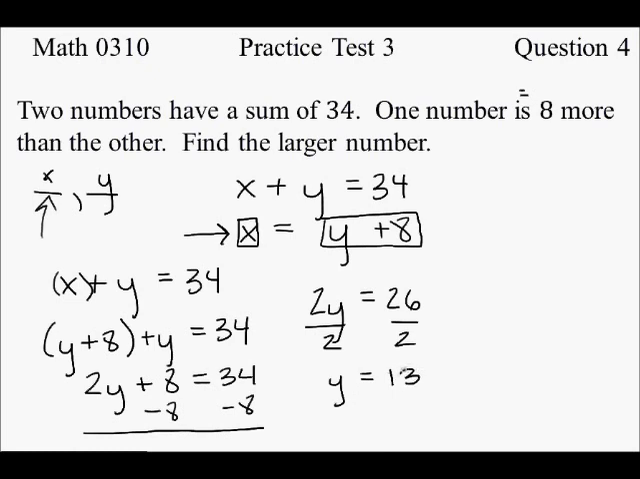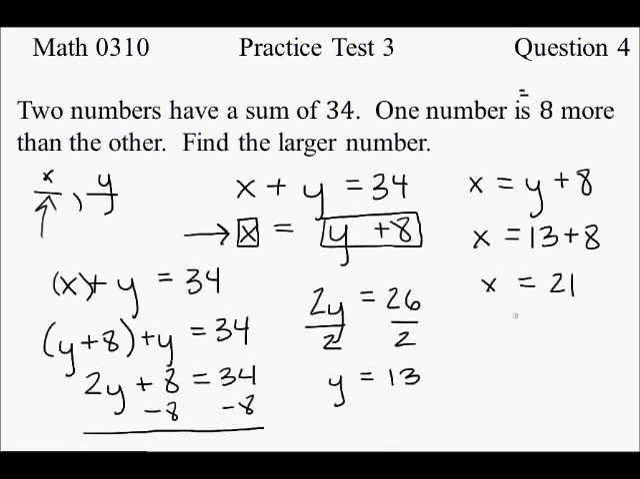We need to go back and find x. So let's just go ahead and use our x substitution equation. I'll use this one right here. So we said x is equal to y plus 8. And we already found y. We know that y is 13. So I'm going to use 13 instead of y, and that's going to help us solve easily for x. X is 13 plus 8 now, so x is 21.